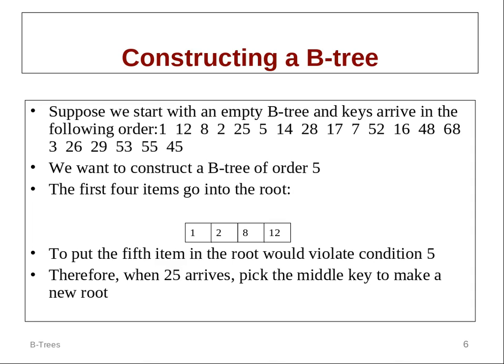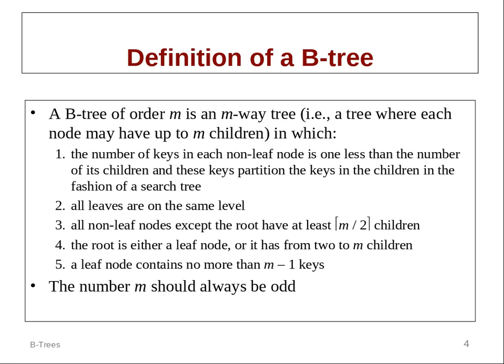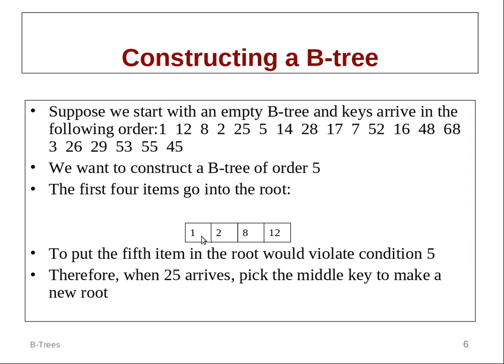Now if we put the 5th item in the root, that would violate condition 5. Why would that violate condition 5? Well, because the root is a leaf, and condition 5 says a leaf node cannot contain more than m minus 1 keys. If it's order m, or order 5, the current can only be 4 keys. So if we put another one, that would make it 5. So we can't just put the 5 in there. What do we do?